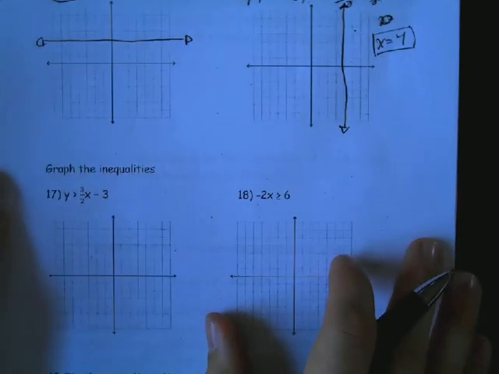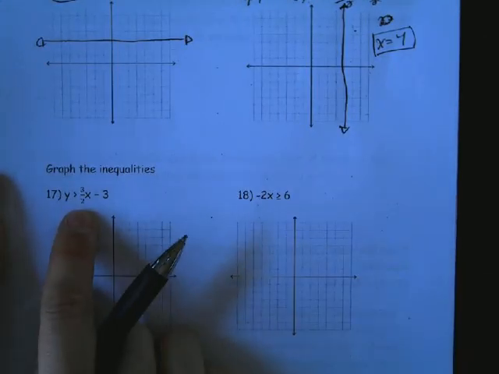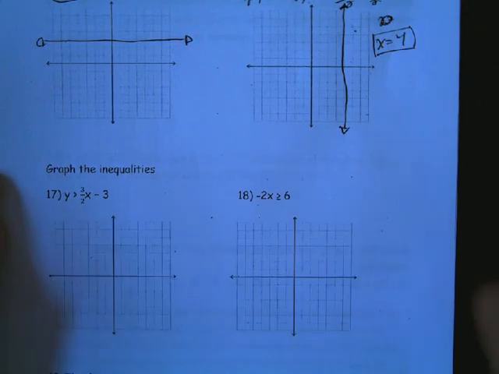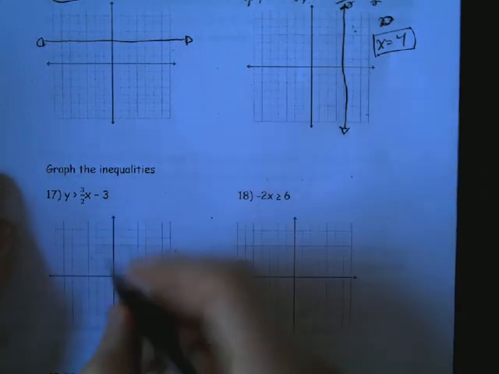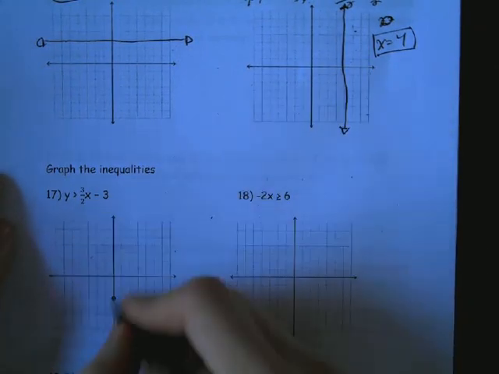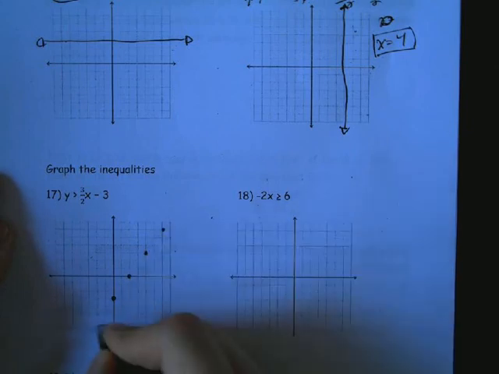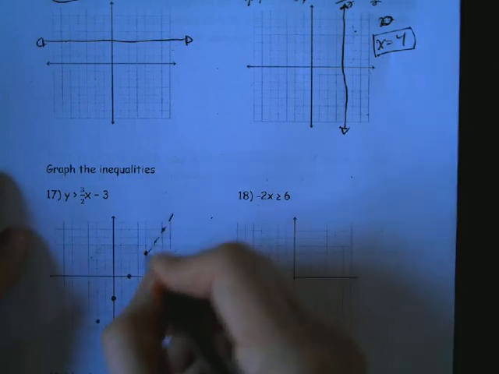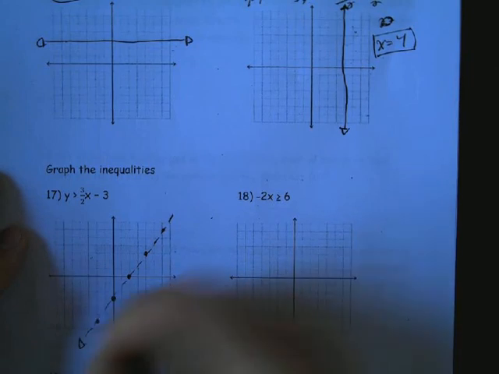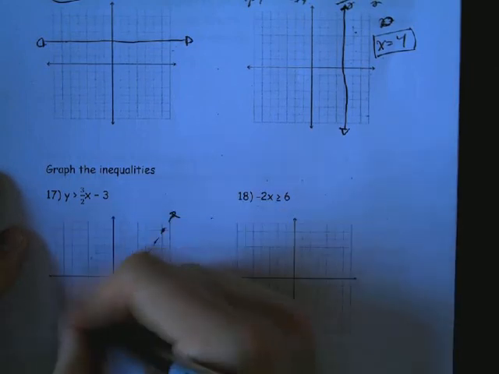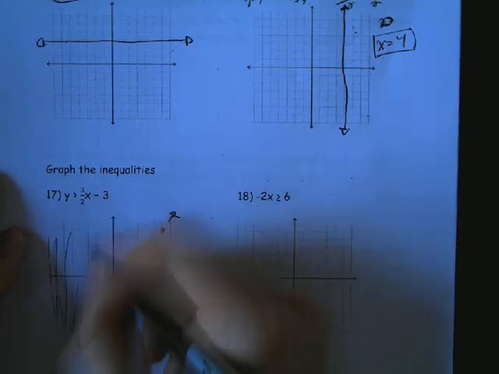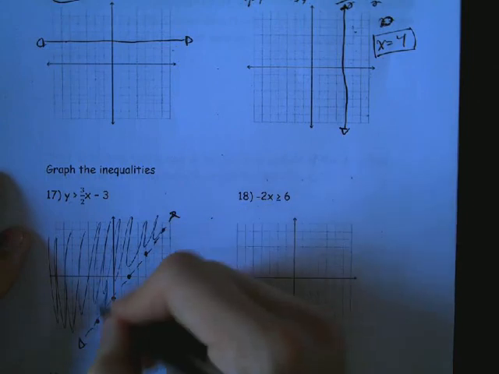Number 17, just the same as the previous ones, except for instead of a line, we're going to have a shaded region. -3 is our intercept point. Up 3 over 2 is our slope. We've got a dashed line here because there is no equivalency bar. And then y is more than a line, so we're going to shade up in here.